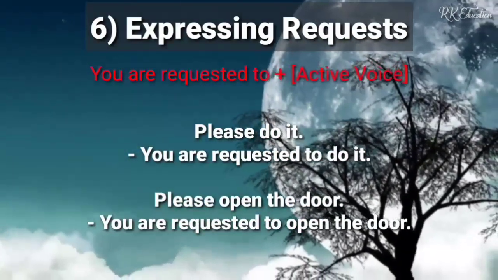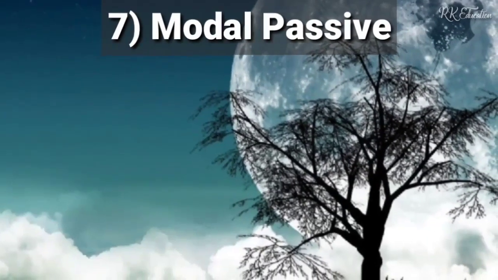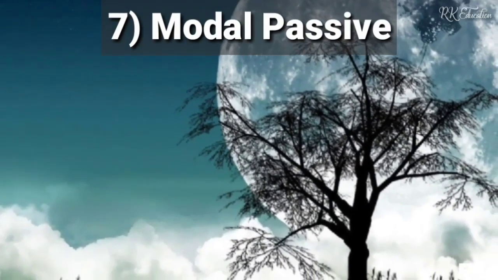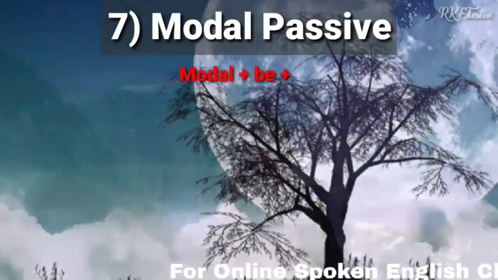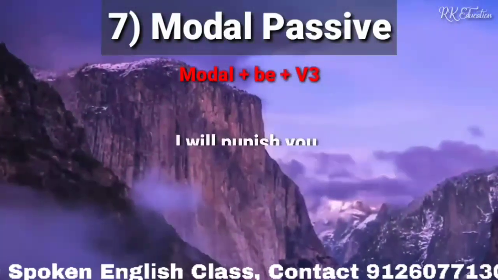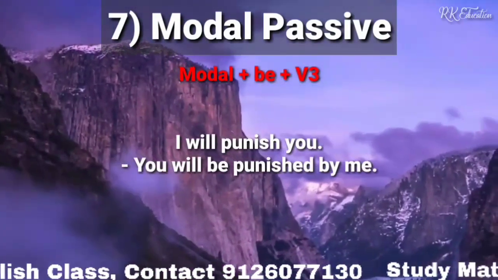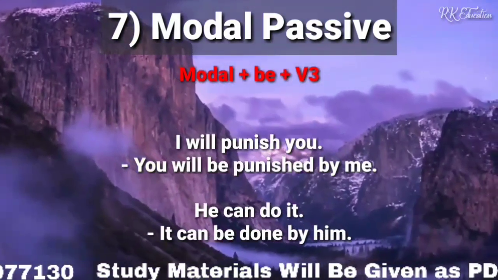The next rule is changing a modal into passive voice. Here the structure of the verb will be modal plus be plus v3. Some examples: I will punish you. You will be punished by me. He can do it. It can be done by him.